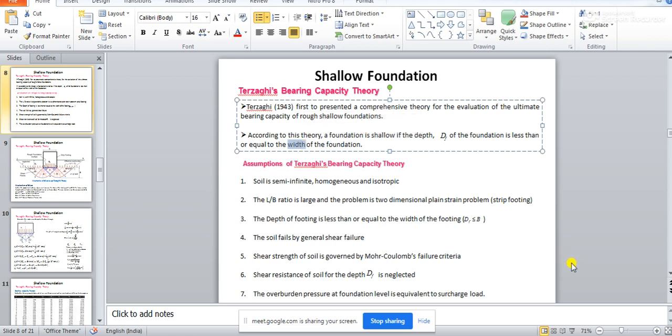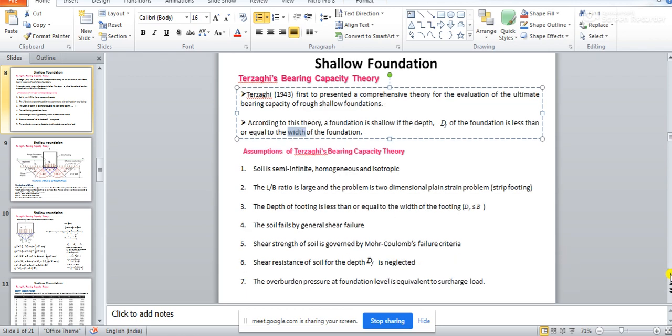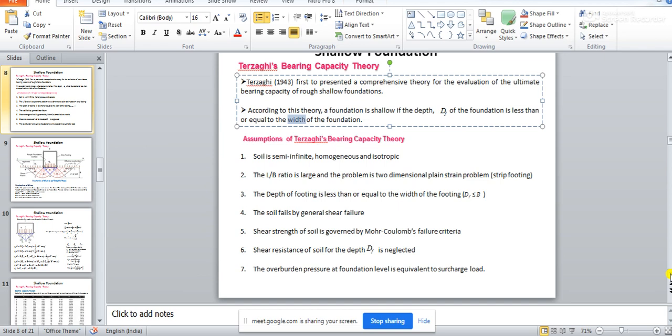Now, while deriving this bearing capacity theory, Terzaghi assumed a few things. These few assumptions are very important, because without these assumptions you cannot have the bearing capacity equation in the form of Terzaghi. Now, what are the basic assumptions Terzaghi has taken while doing this bearing capacity analysis?